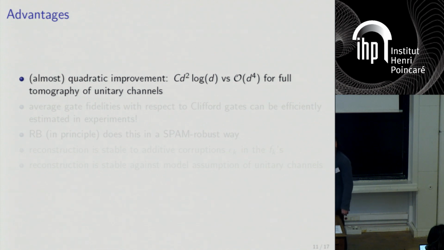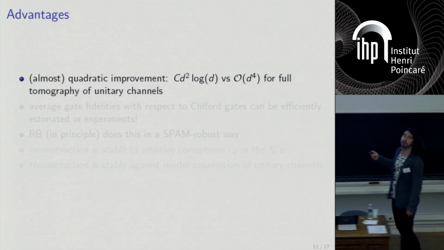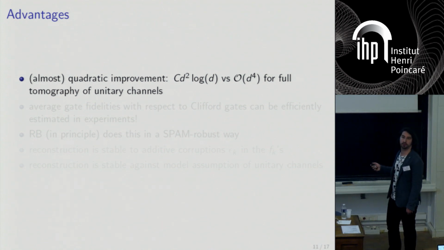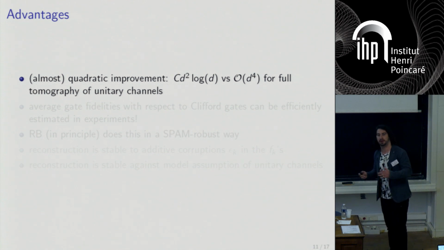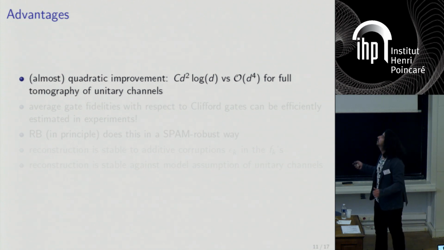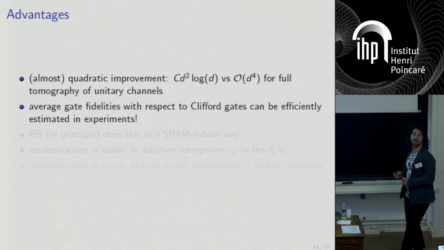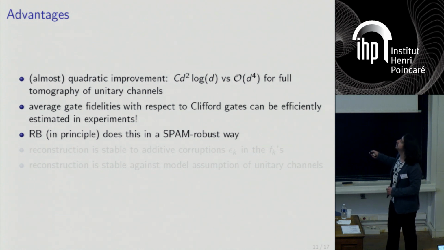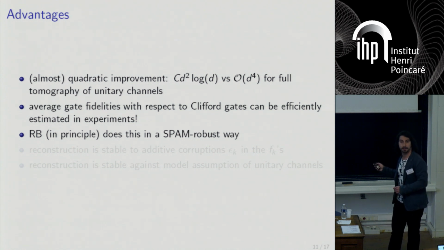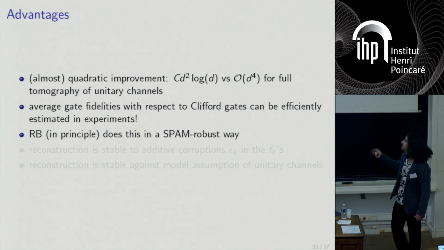Here are the advantages of our results and why I think it's probably worthwhile telling. This is an almost quadratic improvement over full tomography for unitary gates. And I think this is relevant for the noisy intermediate scale quantum devices where we are today. Average gate fidelities with respect to Clifford gates can be efficiently estimated in experiments. So it's not bogus what we propose. And if we use randomized benchmarking to get these numbers, we can do that in a SPAM robust way. So we have a scheme for process tomography that is actually robust towards state preparation and measurement errors.